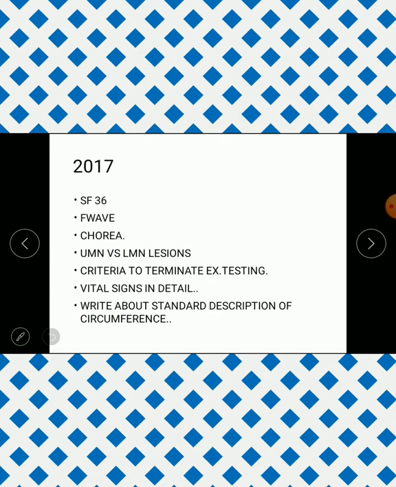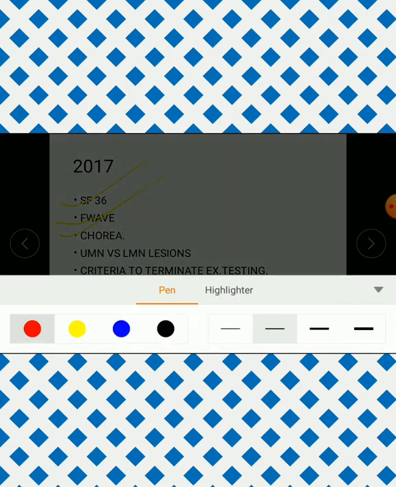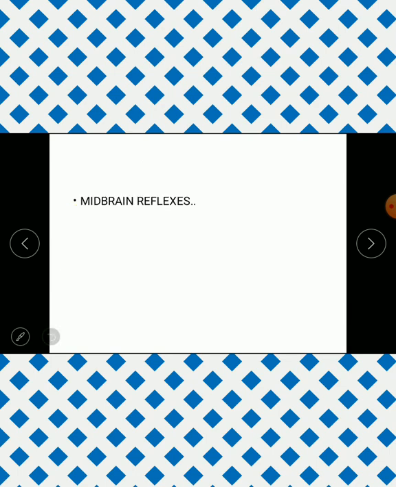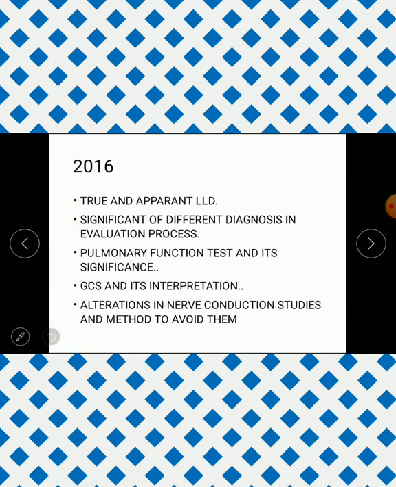In the year 2017, the questions are SF36, F wave, chorea, UMN versus LMN lesions, criteria to terminate exercise testing, vital signs in detail, write about the standard description of circumference measurement, and midbrain reflexes.